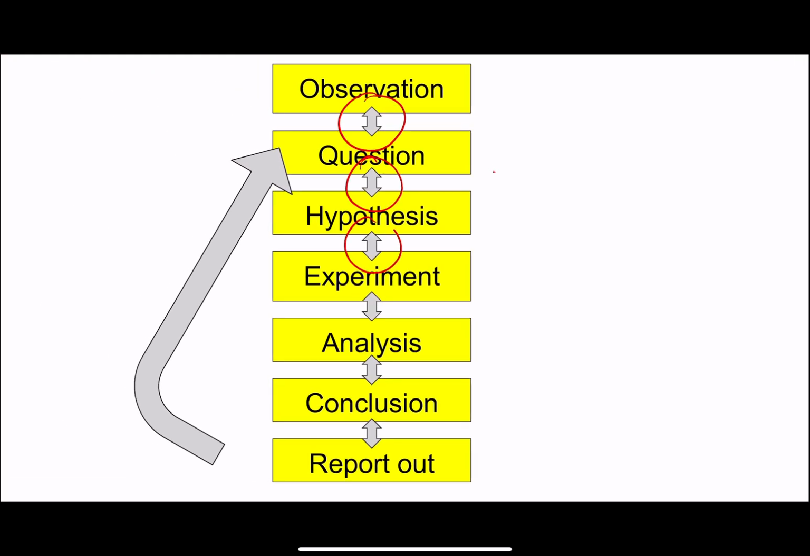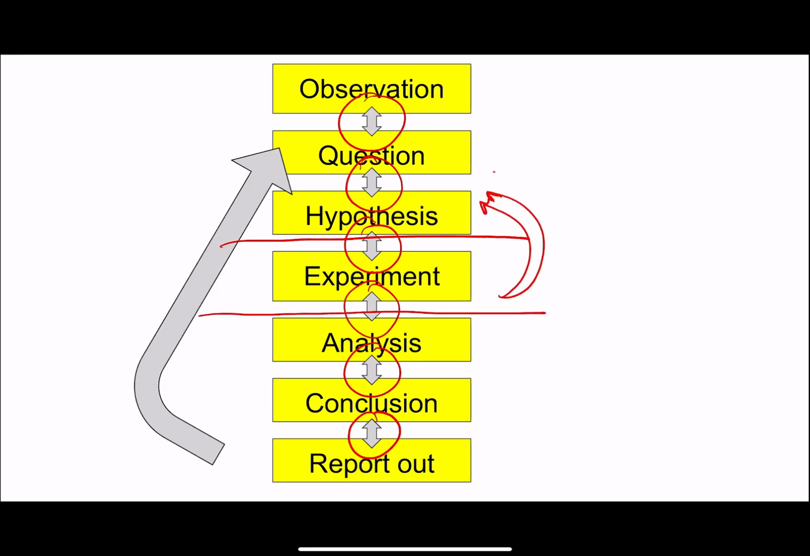These arrows right here, see how they're double-sided? Because you can go back and forth. There are some studies where they never get past hypothesis, or maybe they never get past experiment. They have to keep going back and making a new hypothesis, and never actually conclude something. That is totally possible.